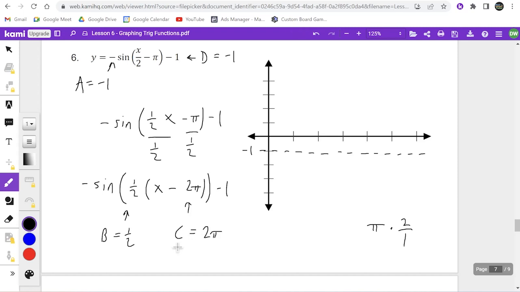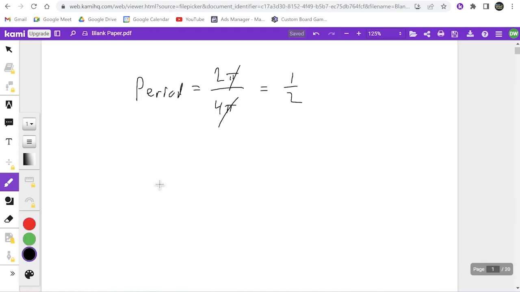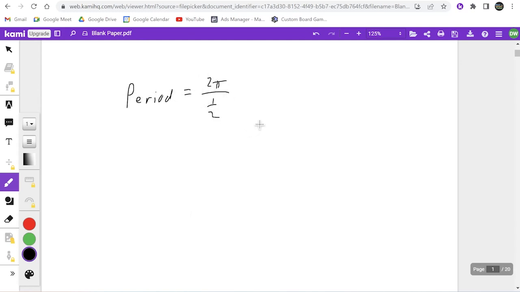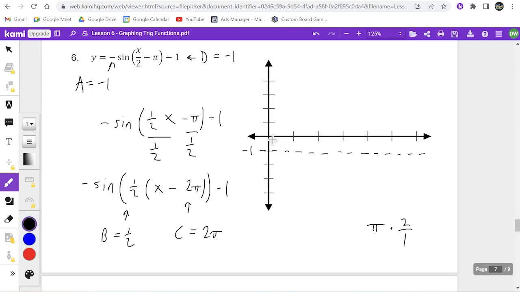So now I'm going to try and find my period. Period's not 1/2, remember. To find the period equals 2 pi over B, so divided by 1/2. Remember, dividing by a fraction is the same thing as multiplying by the reciprocal. Looks like the period's 4 pi this time. And that's where I'm going to put it. 4 tick marks to the right. 1, 2, 3, 4. That's where the 4 pi is going.